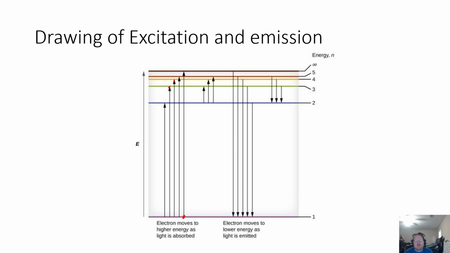So for example, let's say we're in n equals 5. It could go back down to n equals 2 first, and then do a second jump from n equals 2 to n equals 1. So one photon could be absorbed to go from 1 to 5, and then we could see one transition from 5 to 2 and another from 2 to 1. In the end, we expect the atom to get back down to what's called the ground state.